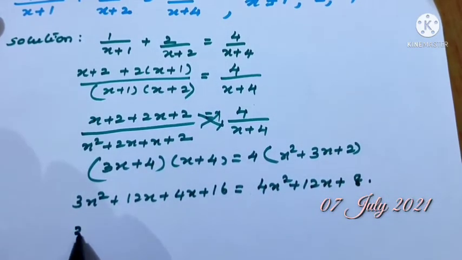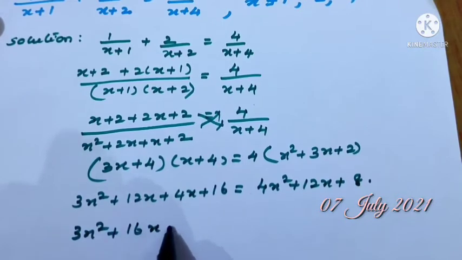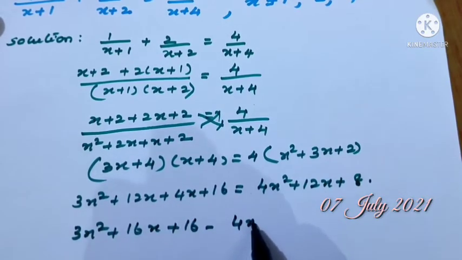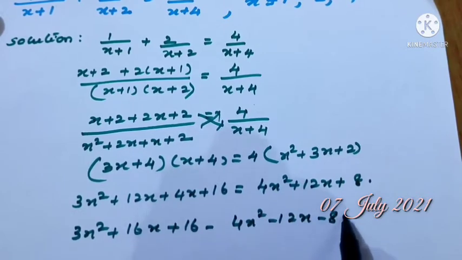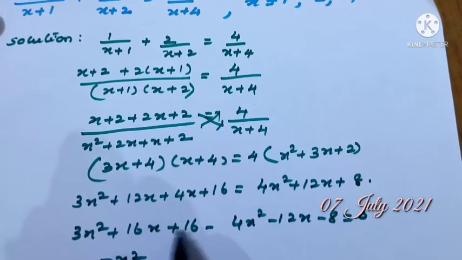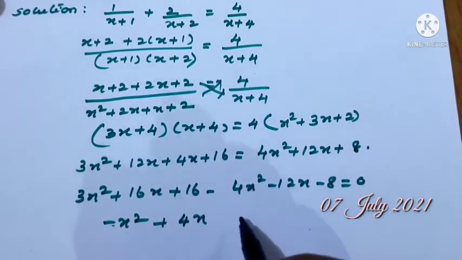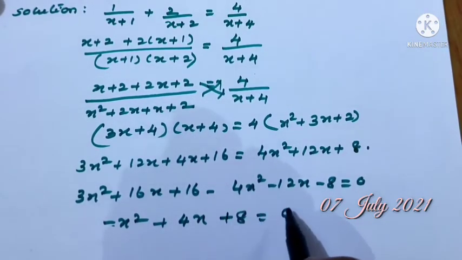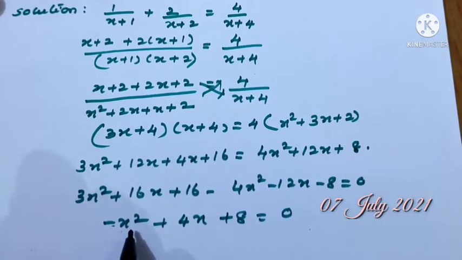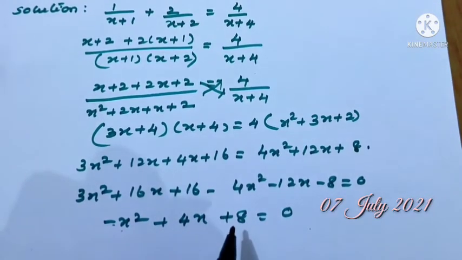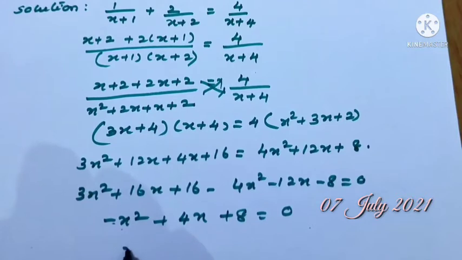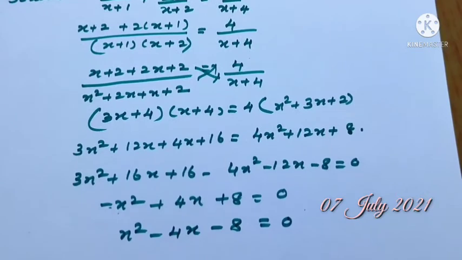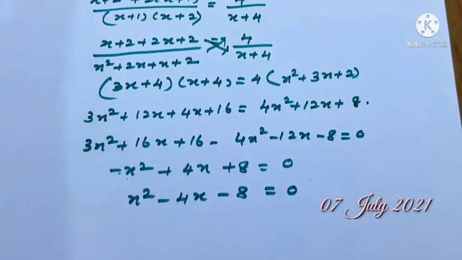So 3x square plus 16x plus 16 minus 4x square minus 12x minus 8 equal to 0. 3x square minus 4x square is minus x square, 16x minus 12x is plus 4x. Next plus 16 minus 8 is plus 8 equal to 0. Change of sign, or we can say we are bringing it to the other side, then it will be x square minus 4x minus 8 equal to 0.